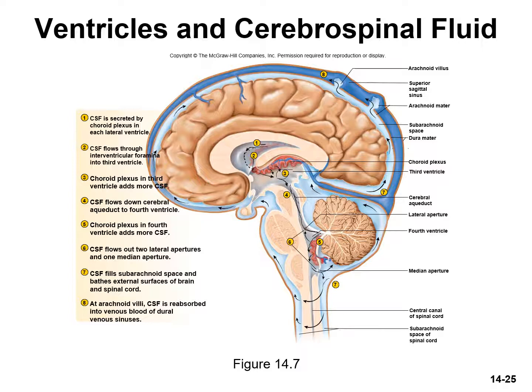Finally, we have this space that essentially surrounds all parts of the brain. We have CSF filling the subarachnoid space and bathing the external surfaces of the brain and spinal cord. And then finally up here at 8, at the arachnoid villi, the CSF is reabsorbed into venous blood of dural venous sinuses.